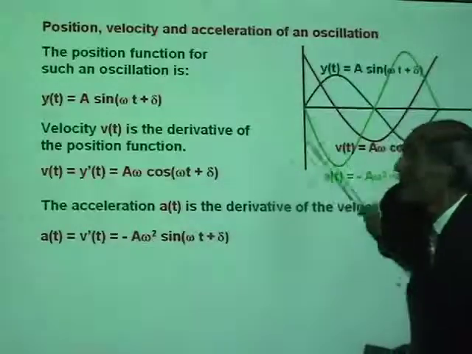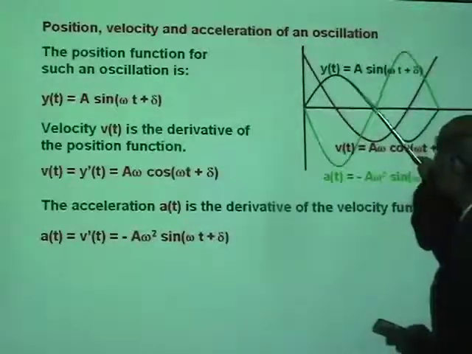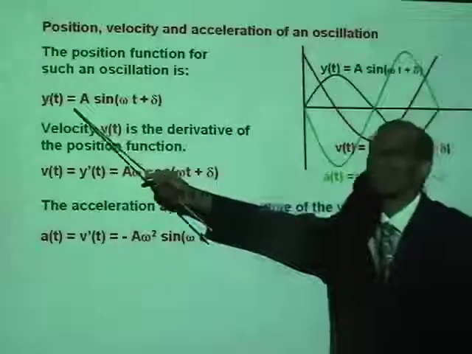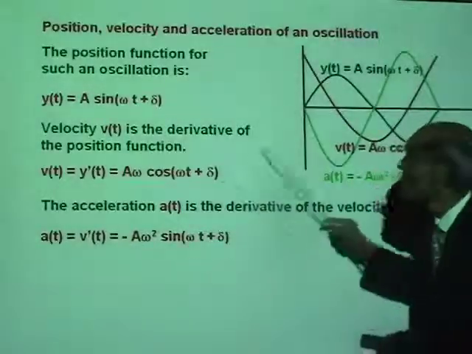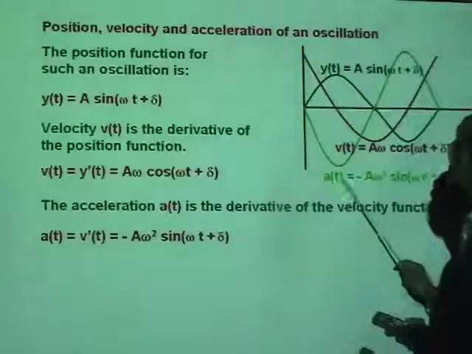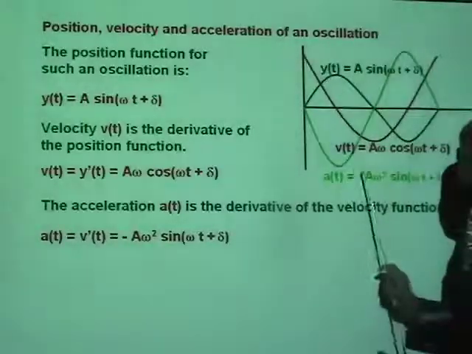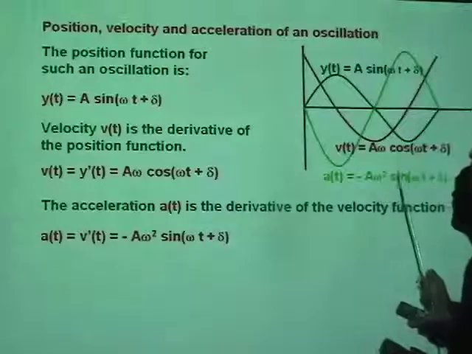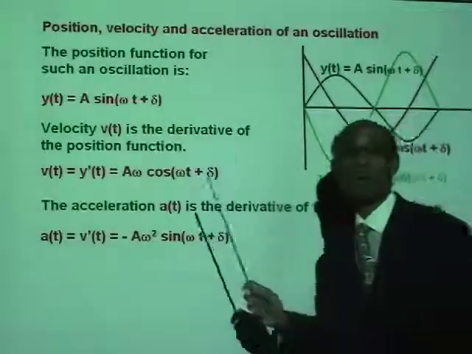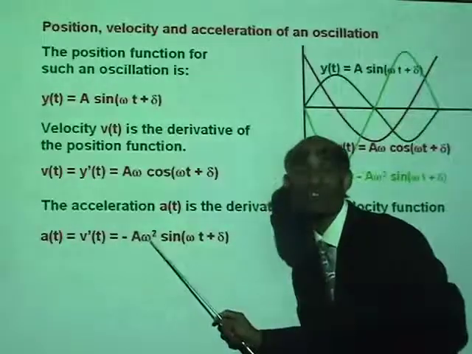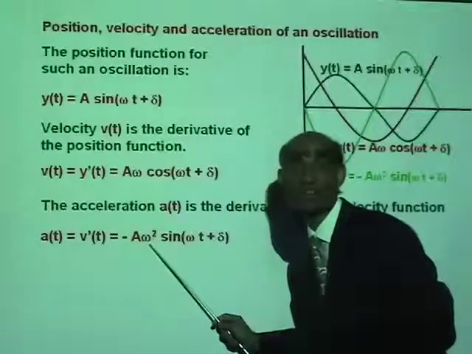So the acceleration is a negative sine function. Look at that. This is a positive sine function, the displacement or the position function. Acceleration is a negative sine function. a of t is negative a omega squared sine(omega t plus delta). I want you to concentrate on this equation for a while. Are you listening to me?